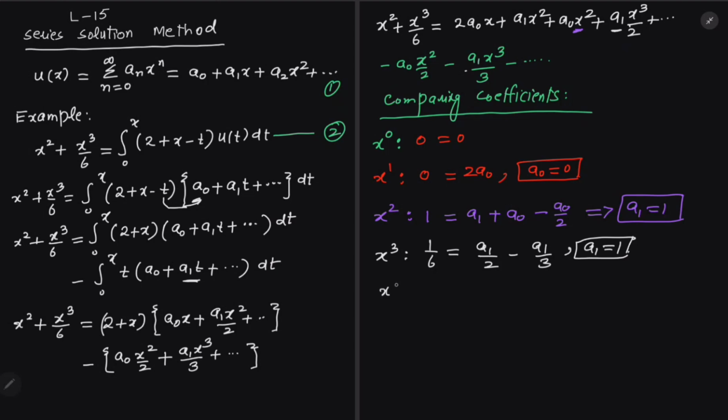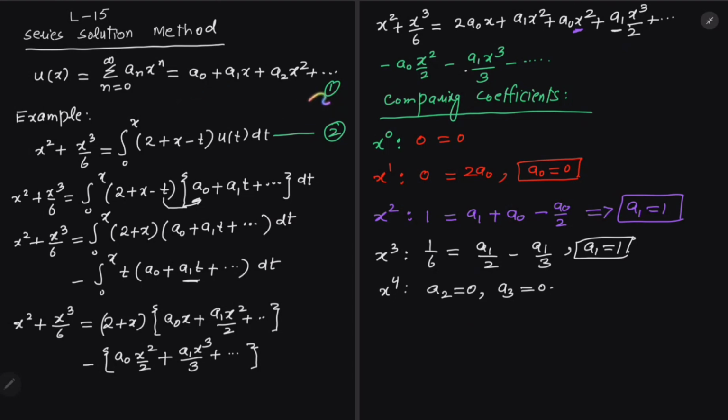If there had been x raised to power 4, we could have found a2 as well. Since there is no x raised to power 4 on the left hand side, most probably we will get a2 is equal to 0, a3 is equal to 0, and so on. These are all the coefficients of equation 1. This is our solution.